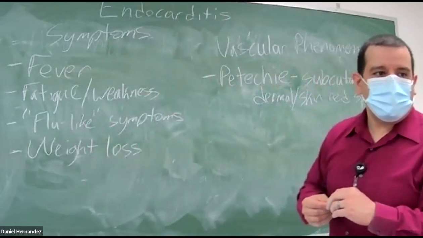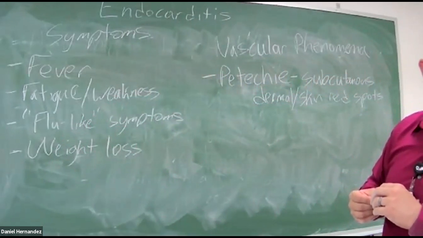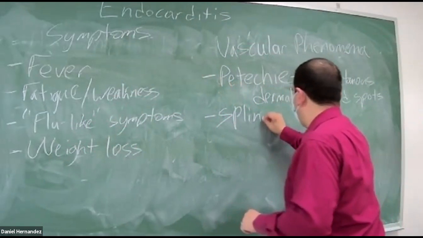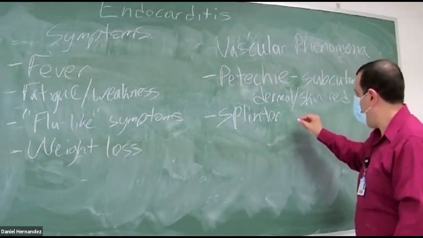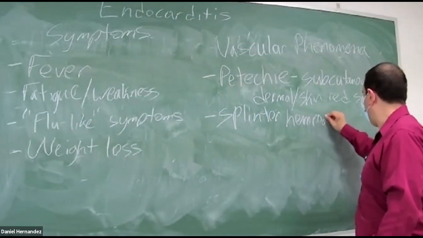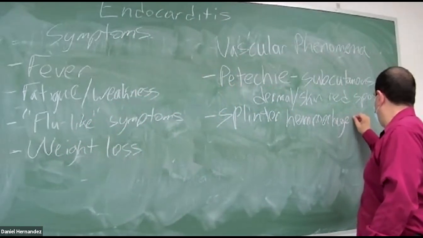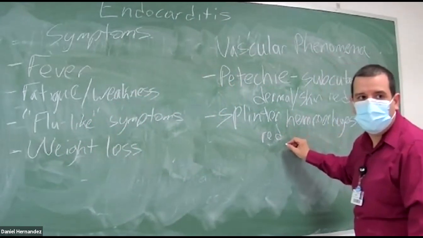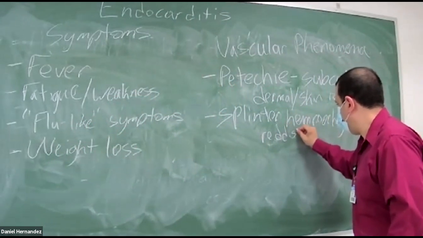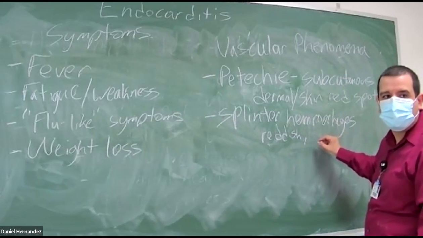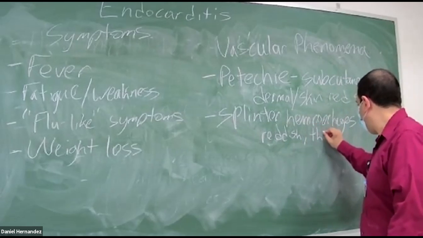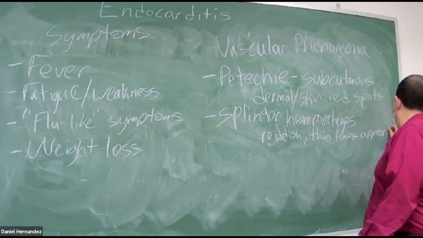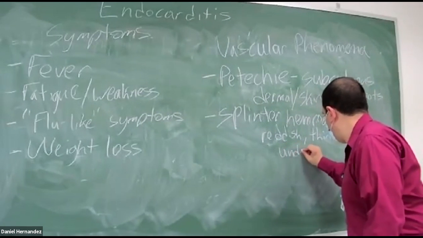You can wind up with another condition called splinter hemorrhages. These are reddish thin lines appearing under the nails.